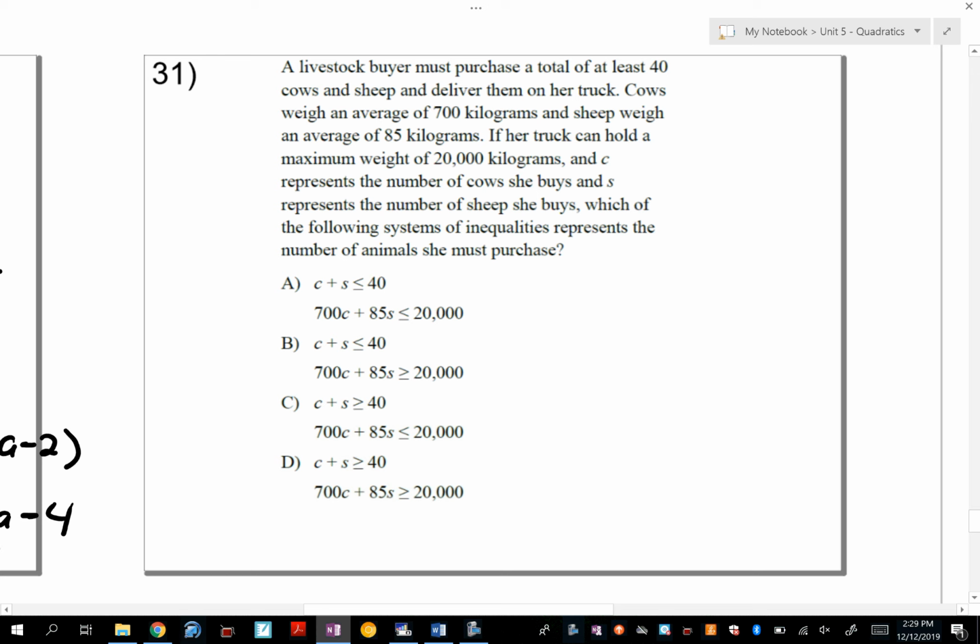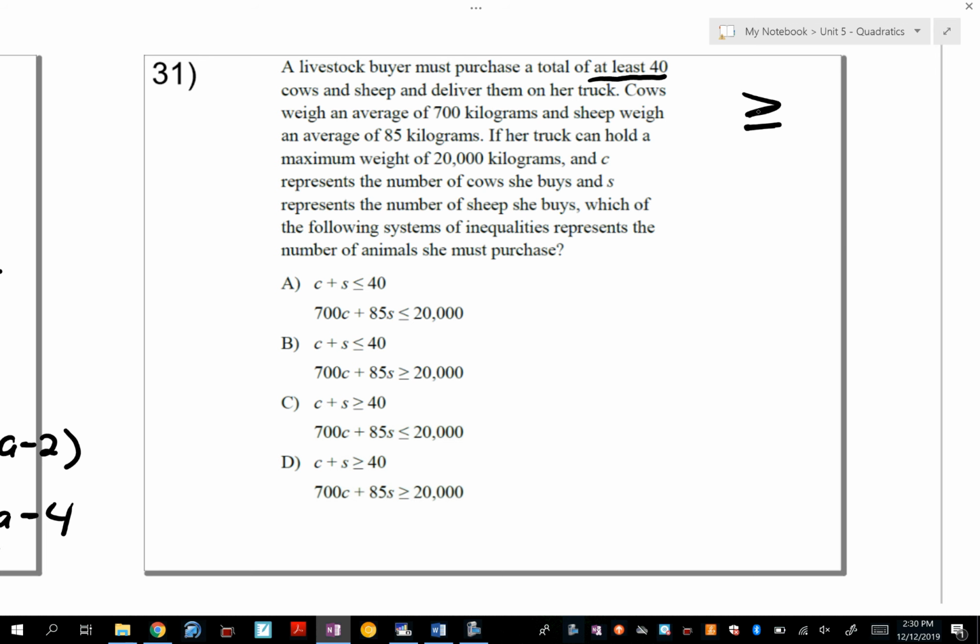Okay. Number 31. We have a livestock buyer who must purchase a total of at least 40 cows and sheep. When I read the words at least, I think of the symbol greater than or equal to. At least 40 is 40 or 41 or 42, so more than 40 or equal to 40.